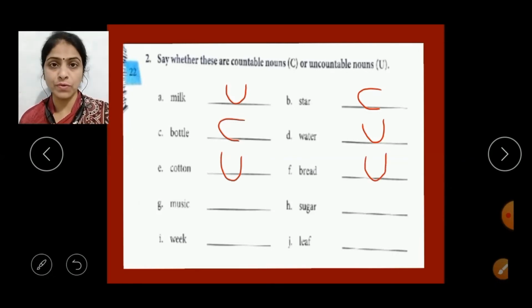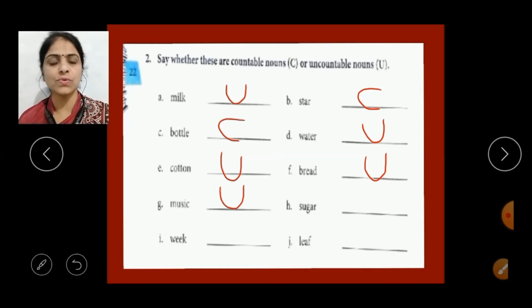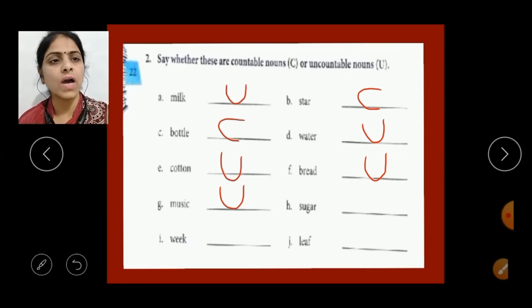After that, music. Music also cannot be counted. It is an uncountable noun. So, again we will write U. After that, sugar. Sugar also cannot be counted. It is an uncountable noun. So, again we will write U.